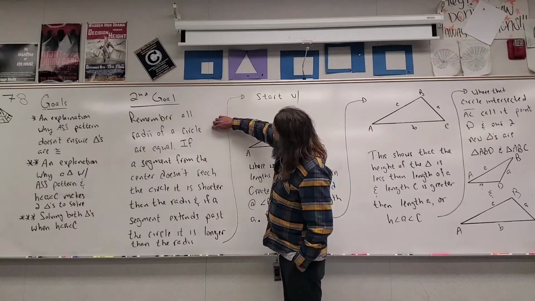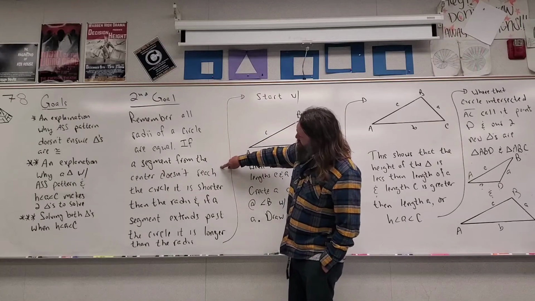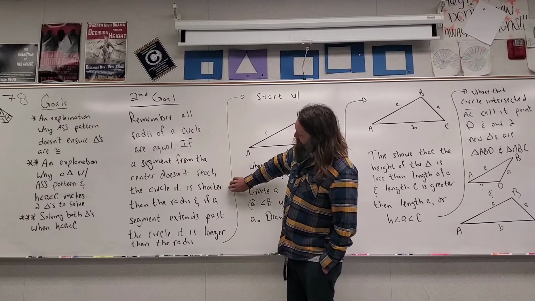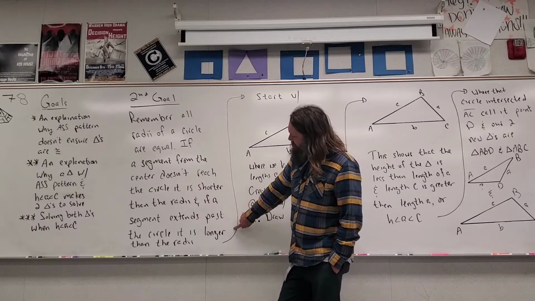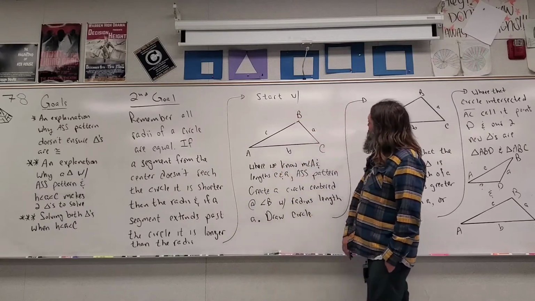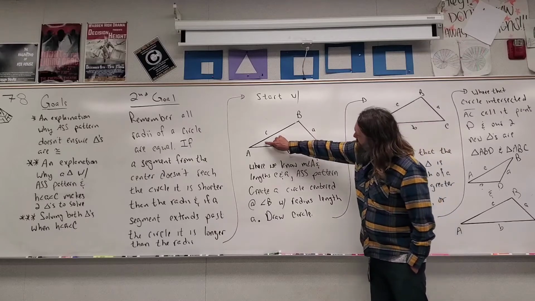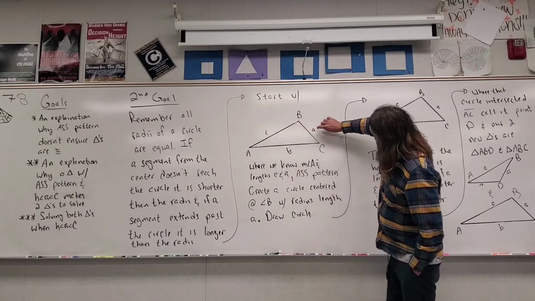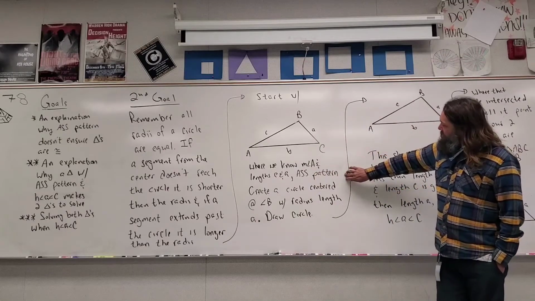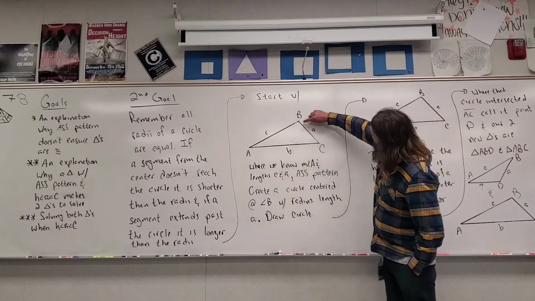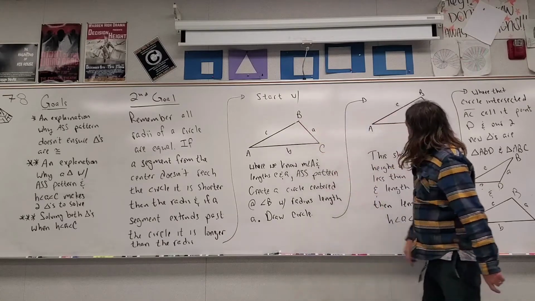Remember, all the radii of a circle are equal. If a segment from the center doesn't reach the circle, it is shorter than the radii. And if a segment extends past the circle, it is longer than the radii. So if we start with our triangle, where we know the measure of angle A and the lengths of C and A, we have the angle side-side pattern.